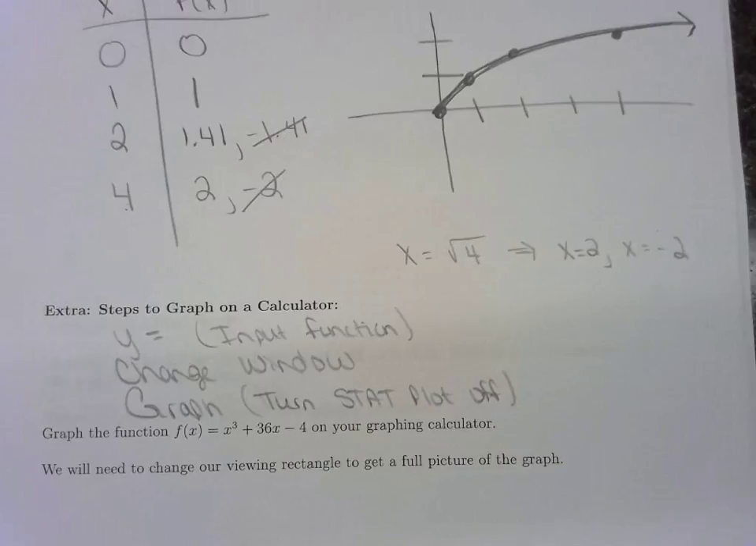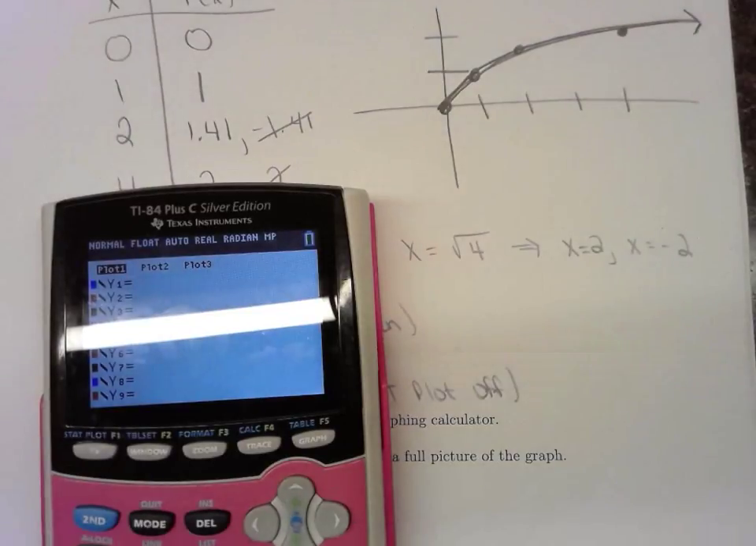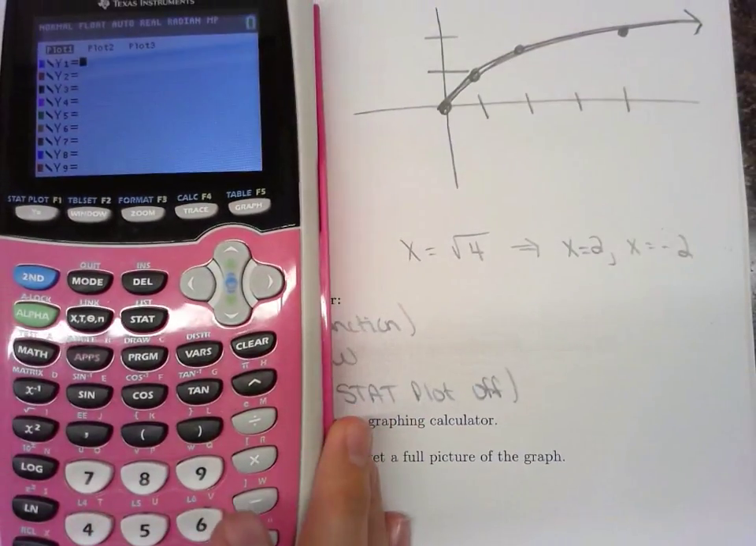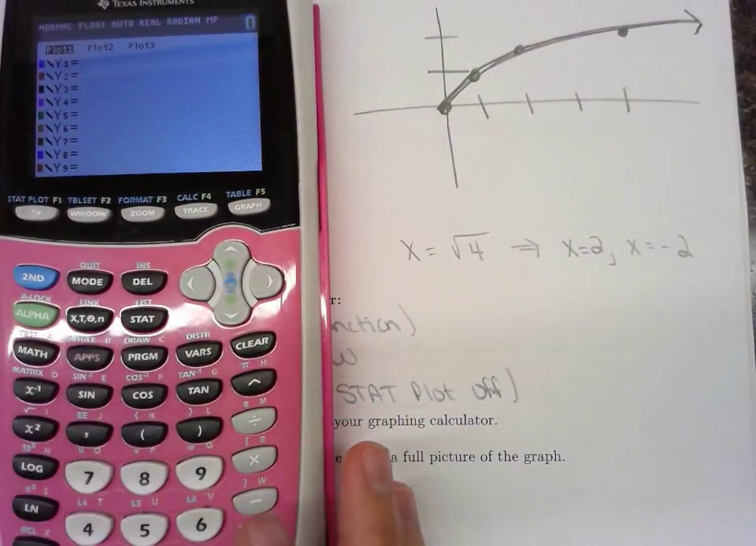Okay. So let's go ahead and graph. It says graph the function f of x equals x cubed plus 36x minus 4 on your graphing calculator. Okay, so I went ahead and pressed y equals. We're going to input that function. We are graphing x cubed.